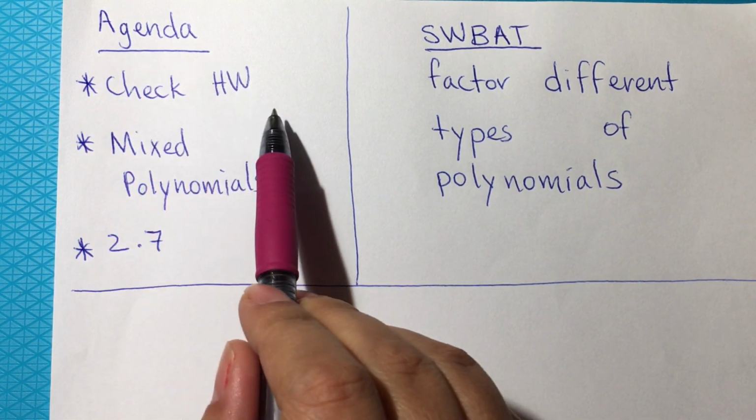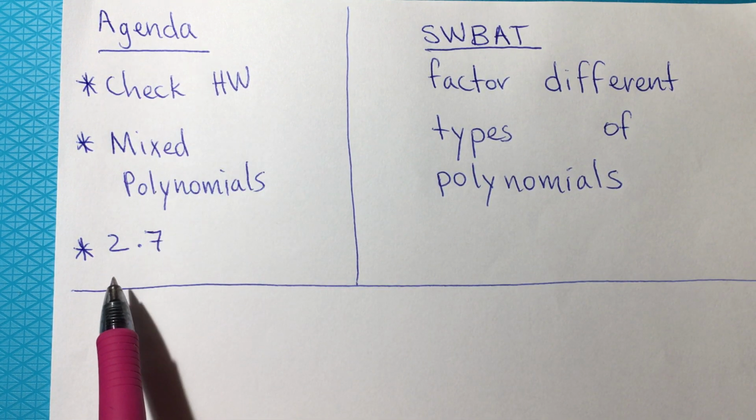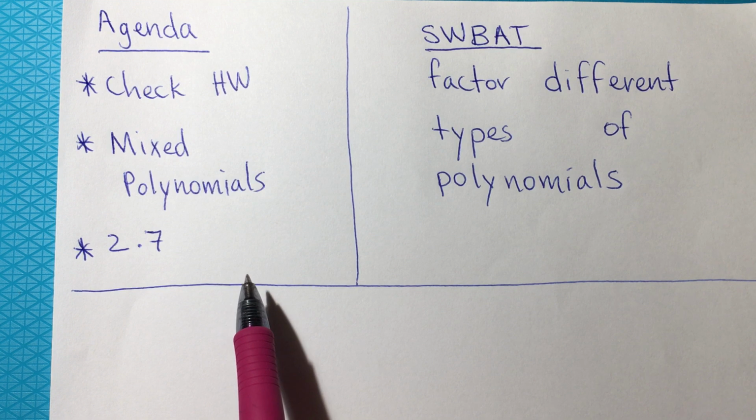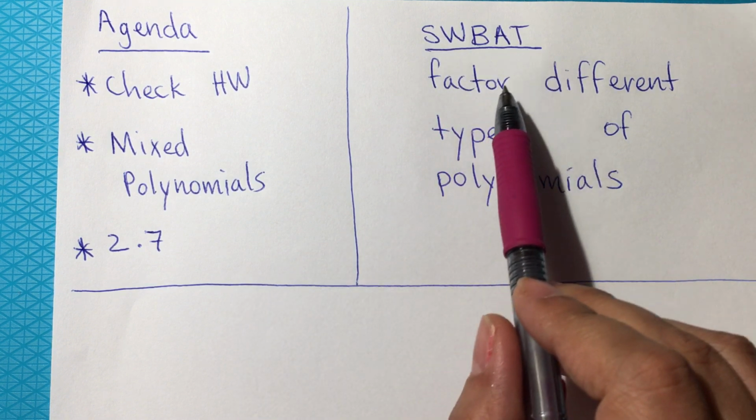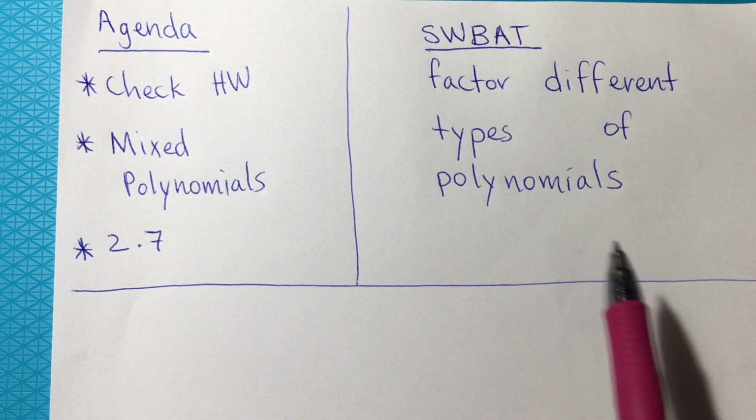Students, today's agenda is to check homework. We'll be learning about mixed polynomials and you will be able to do 2.7. Today, students will be able to factor different types of polynomials.